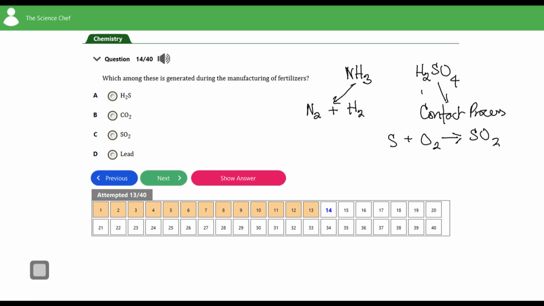And after that, the sulfur 6 oxide, that's the SO3, is first of all dissolved in a little amount of H2SO4 to form oleum, and the oleum H2S2O7 is then dissolved in water to form concentrated H2SO4. So the question is, which of these is generated during the manufacture of fertilizers? Of course, since we are going to use H2SO4 to make fertilizer, we are going to react ammonia and H2SO4 to form our fertilizer. To get our H2SO4, we must first of all generate sulfur 6 oxide. So the answer to that question is sulfur 6 oxide.